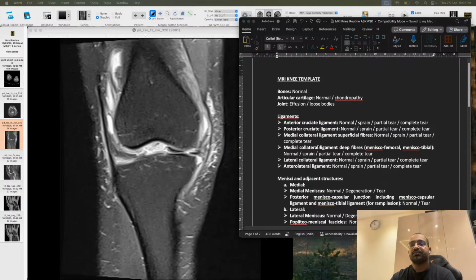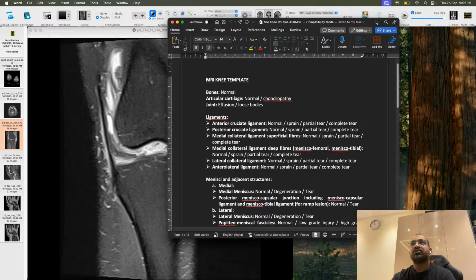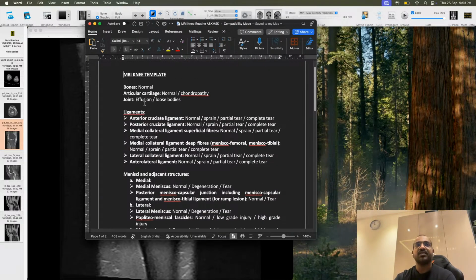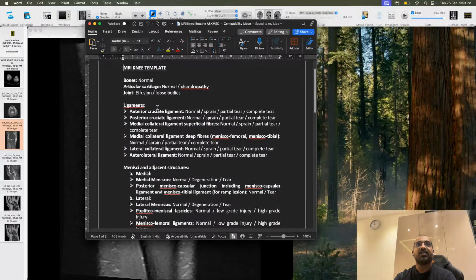So this is the structured template where we are looking at the bone, cartilage, like other joints. Then whether joint effusion is there or not, and any loose bodies. ACL, anterior cruciate ligament, posterior cruciate ligament, whether normal, sprain, partial thickness, or full thickness tear. Then medial collateral ligament, same: normal, sprain, partial, or complete thickness tear. Then the deep fibers of medial collateral ligament, that is meniscofemoral, meniscotibial, that I'll show you. Then normal or sprain or partial tear or complete tear, same.